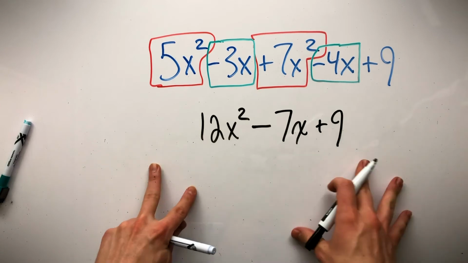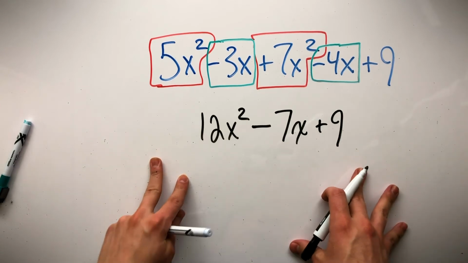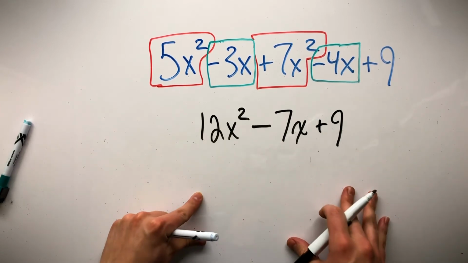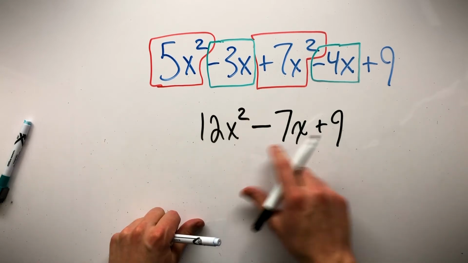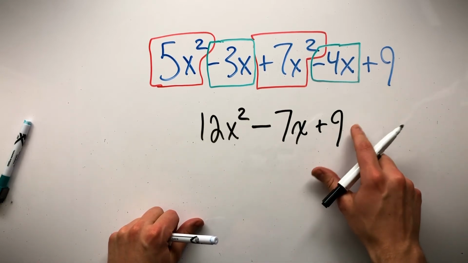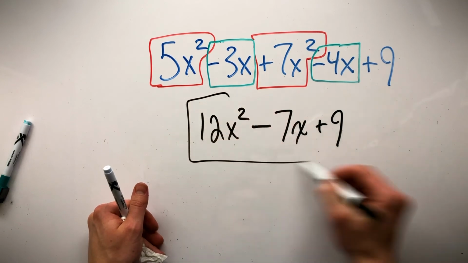Okay, ask yourself, are we done, or is there any more work we can do? Unless we know what x is, we're done. X squared is not the same as x. And 9, he's got no x or no variable, so that's it.